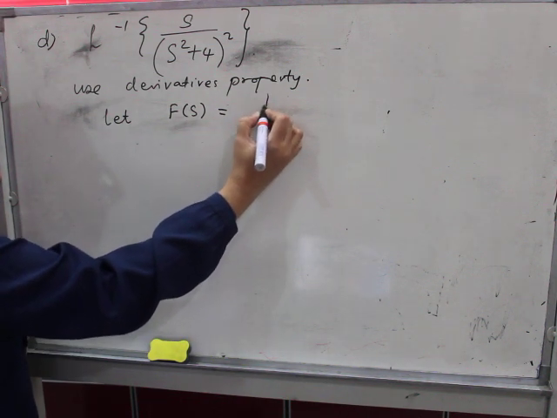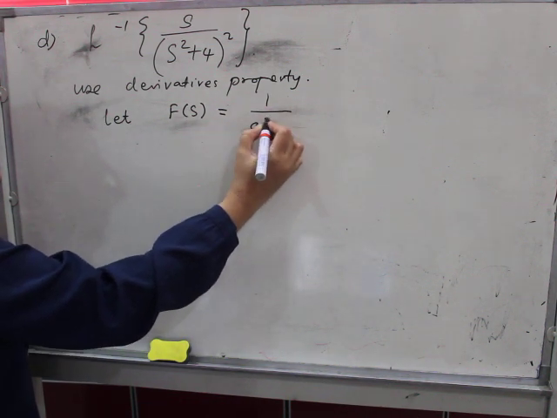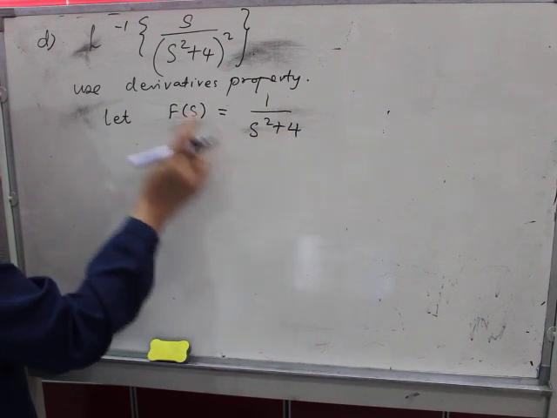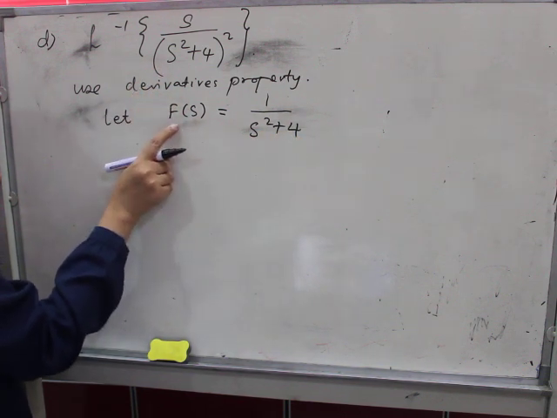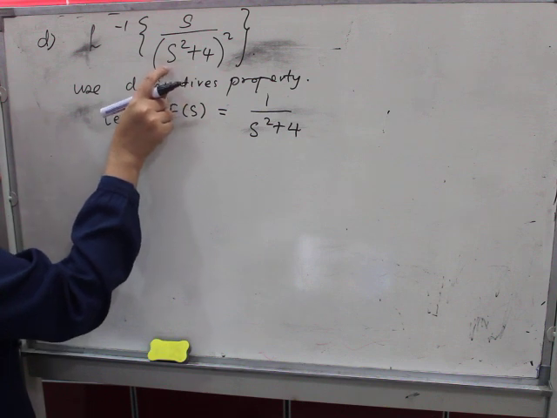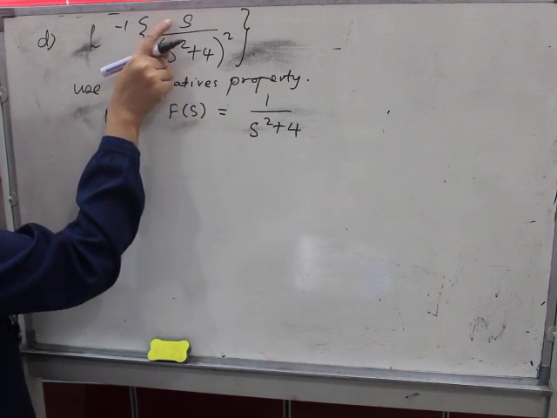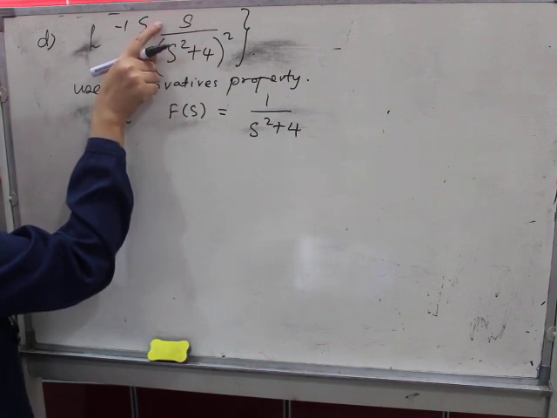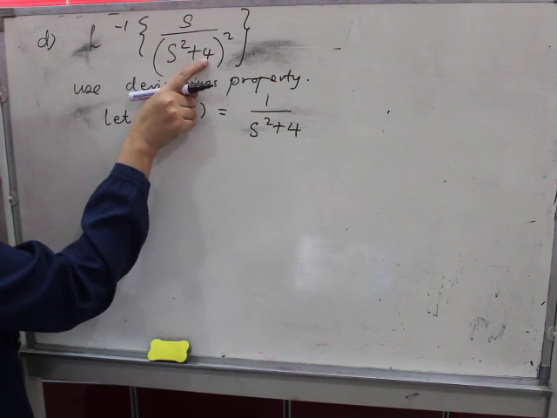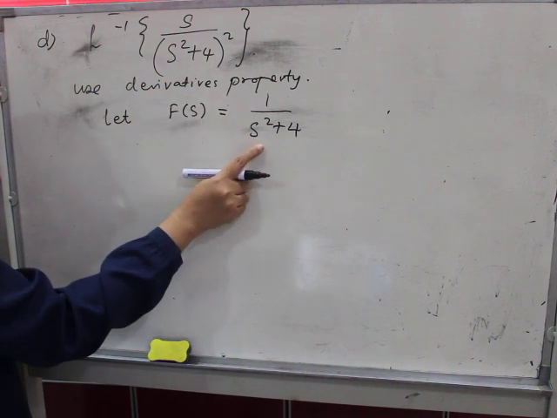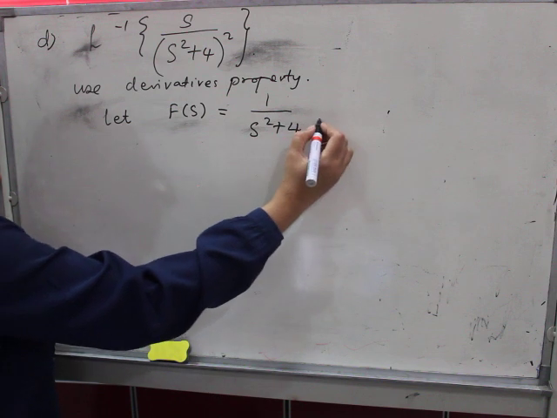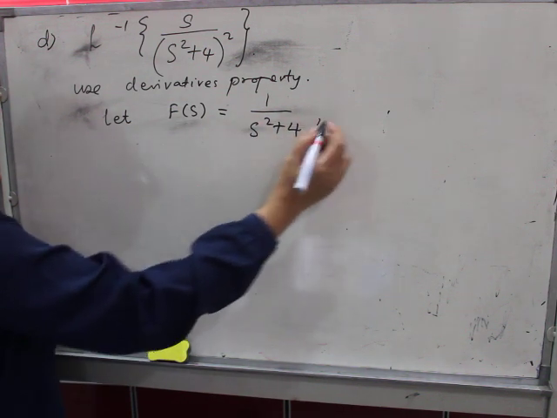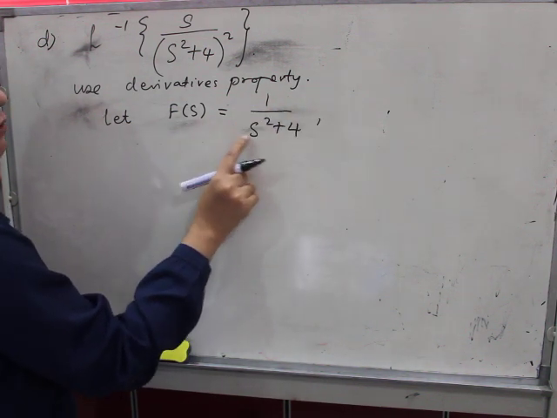Fs is 1 over s square plus 4. We just let Fs be part of the function. Don't take the s, we just take 1 over s square plus 4, like this. From this, we have to find ft for this Fs.